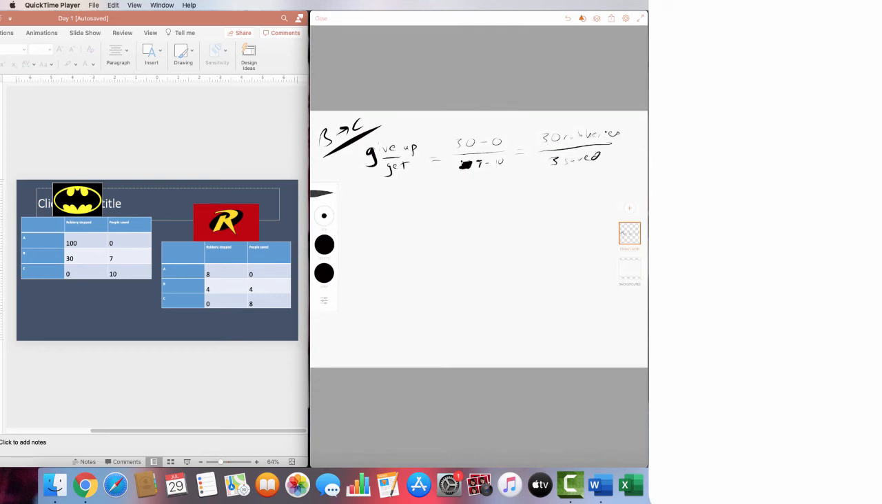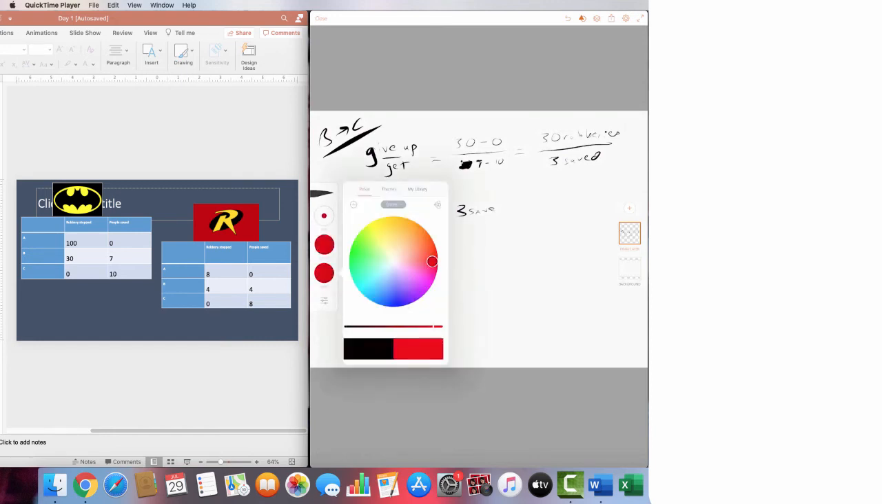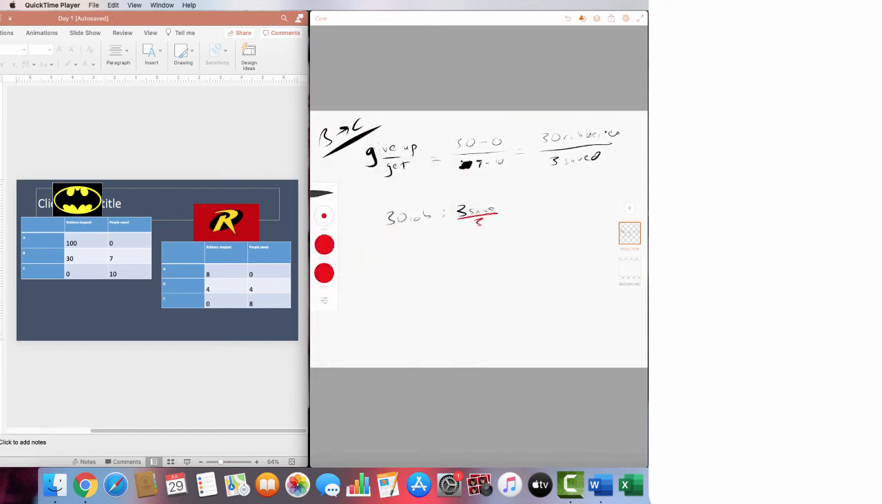So now we have 30 robberies over 3 people saved if we make that a ratio. And now what we're going to do is divide each side of this ratio through by 3, so we can get a 1 in terms of people saved. So we have 10 robberies is the equivalent of 1 person saved.